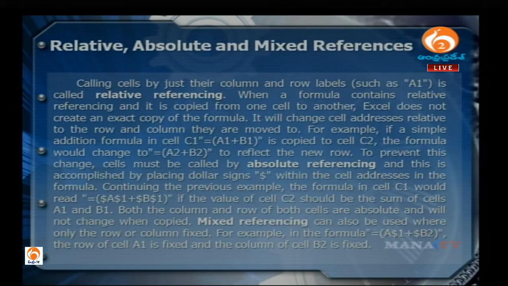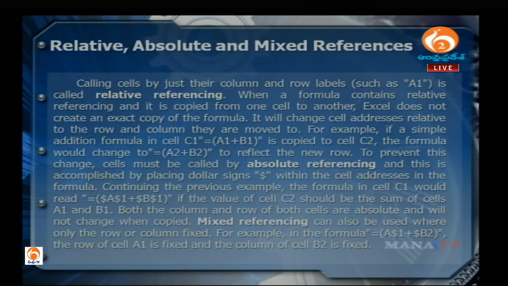Calling cells by just their column and row, such as A1, is called relative referencing. When a formula contains relative referencing and it is copied from one cell to another, Excel does not create an exact copy of the formula. It will create cell addresses relative to the row and column they are moved to. For example, if a simple addition formula in cell C1 is equal to A1 plus B1, and it is copied to cell C2, the formula would change to A2 plus B2 to reflect the new row.